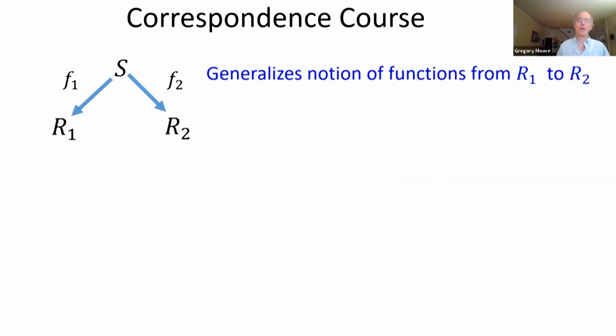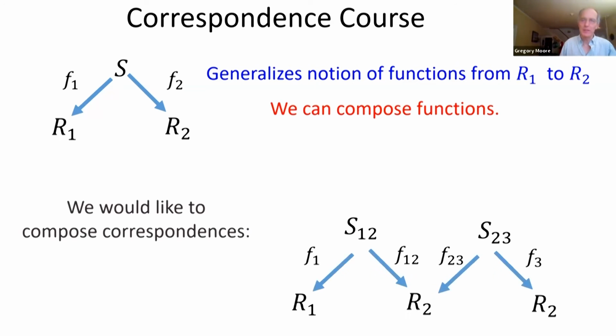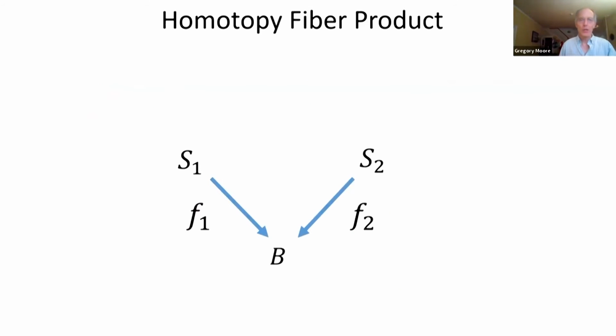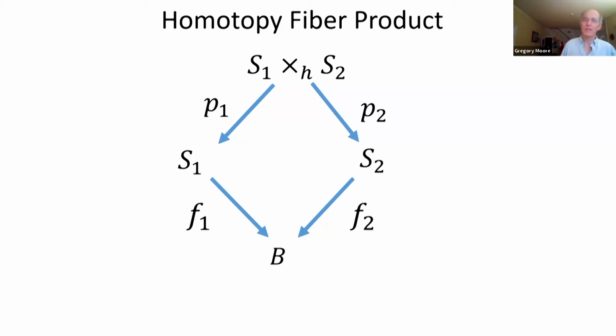And this generalizes the notion of a function from R1 to R2. If I had a function from R1 to R2, the correspondence I would write would be the graph of the function. Now, we know that we can compose functions, so we would like to compose correspondences. So if we have two correspondences, we'd like to define a notion of how they compose to give another correspondence like that, where the diagram commutes. So in the world of homotopy theory, you can do that in a very nice way using something called the homotopy fiber product. So if S1 and S2 and B are topological spaces, and F1 and F2 are continuous maps, then we can define what's called the homotopy fiber product.